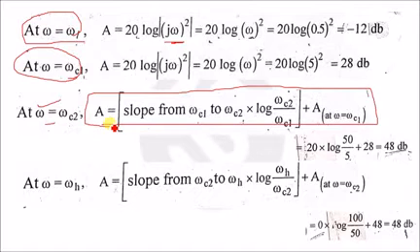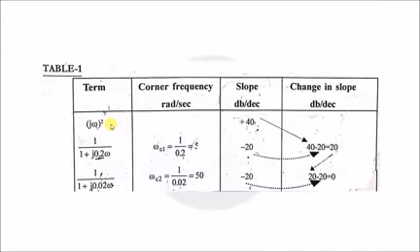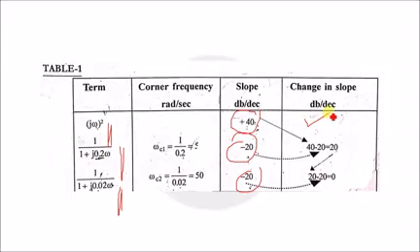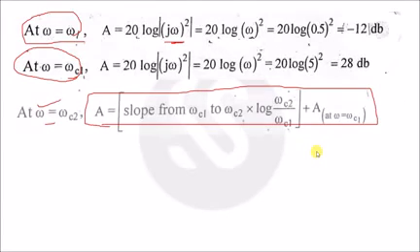So from the previous table, as given here, from this value to this value, I have a slope of 40. Then from here to here I have a slope of minus 20. Then from here to here I have a slope of minus 20. So earlier there was no change, after that 20, after that 0. So you can see here, first it was minus 12, then it was 28. So here 48 dB.